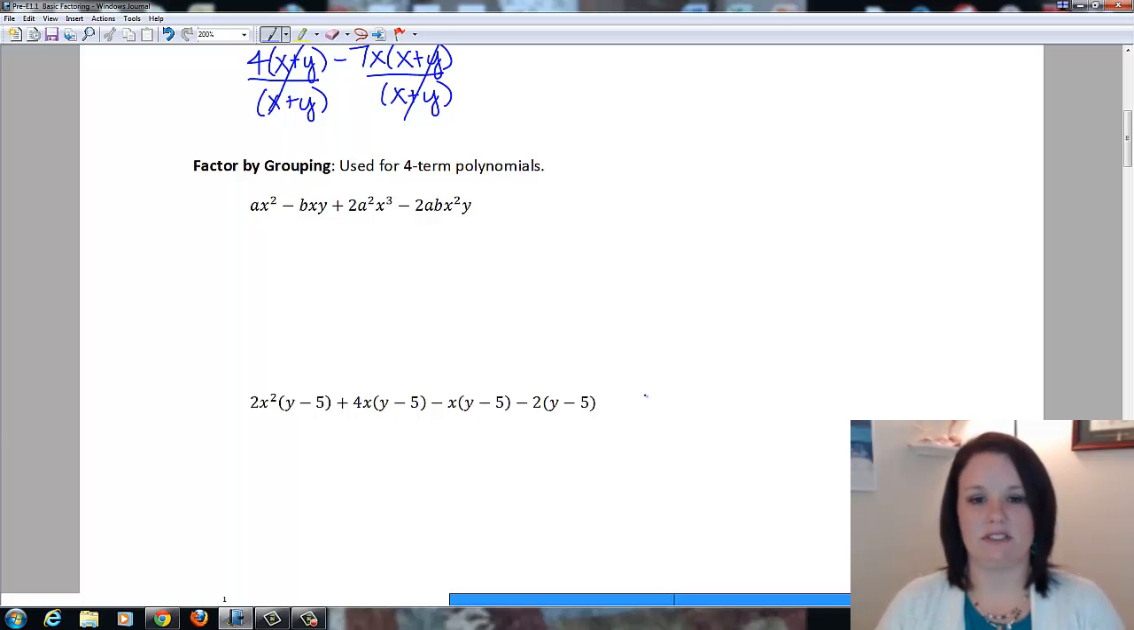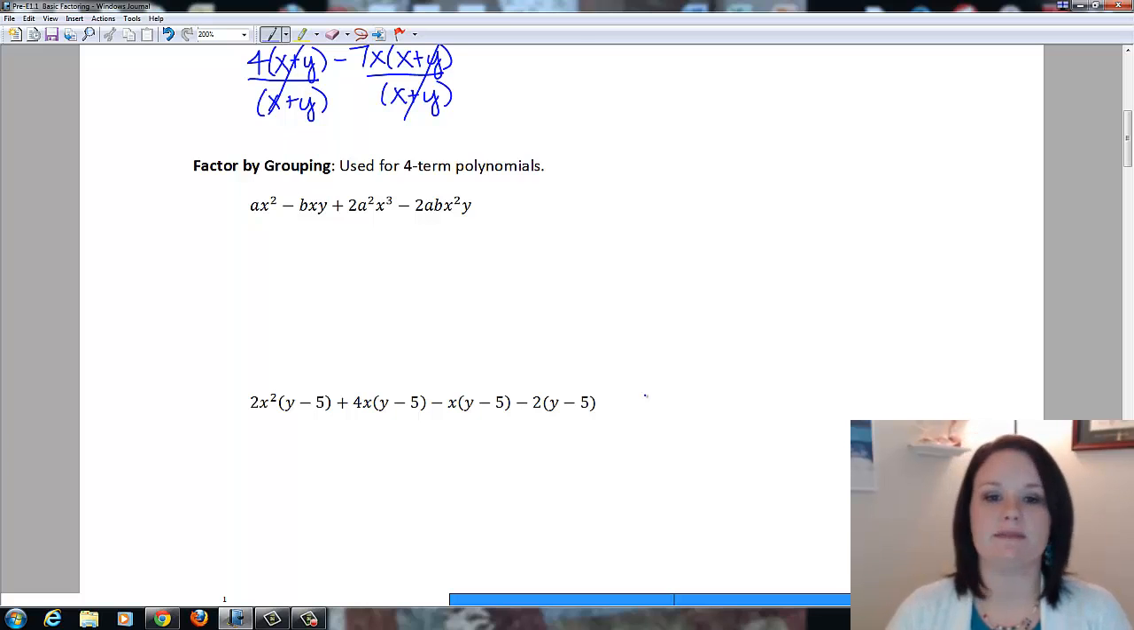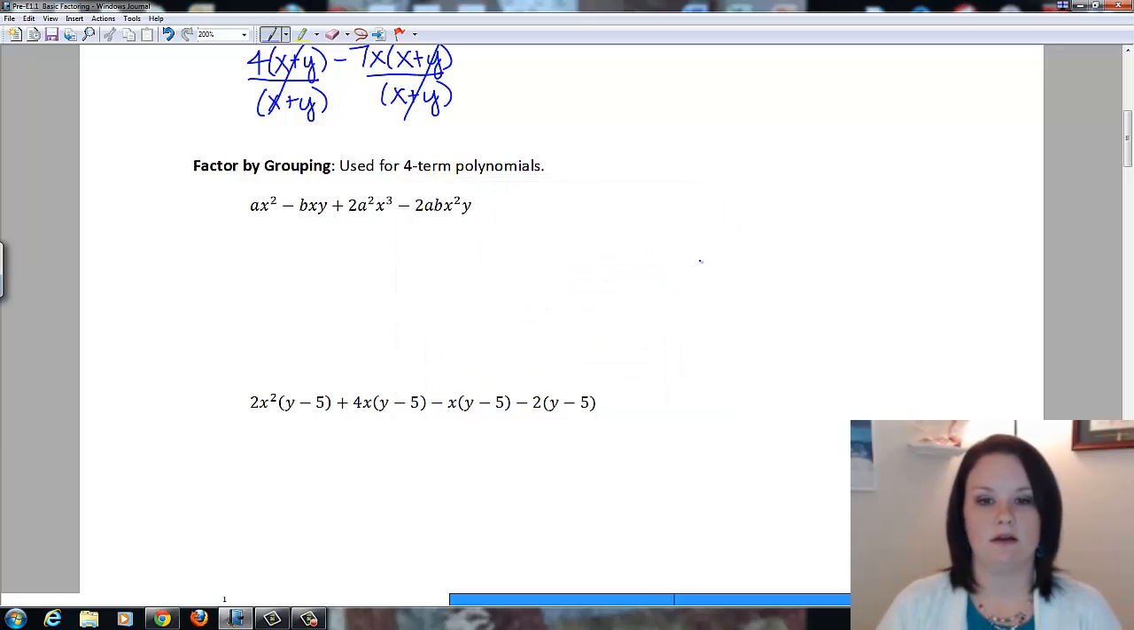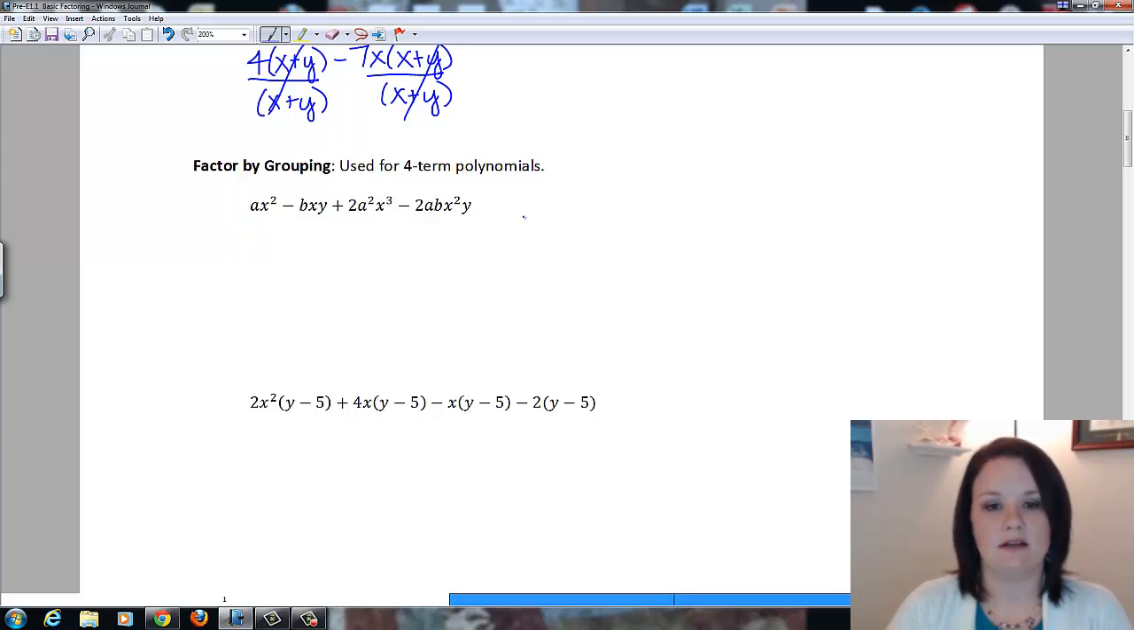So looking at this first example, I'm going to look at all 4 terms first to see if they have anything in common. So I notice the first 2 both have x's. The third one has an x, and the last one has an x. They don't have any other variables in common. So I'm going to go ahead and take out an x. My greatest common factor is an x.